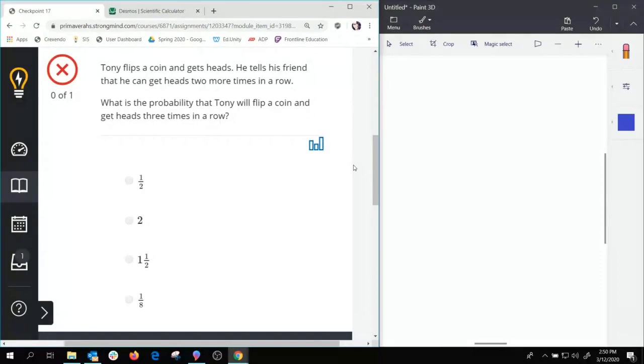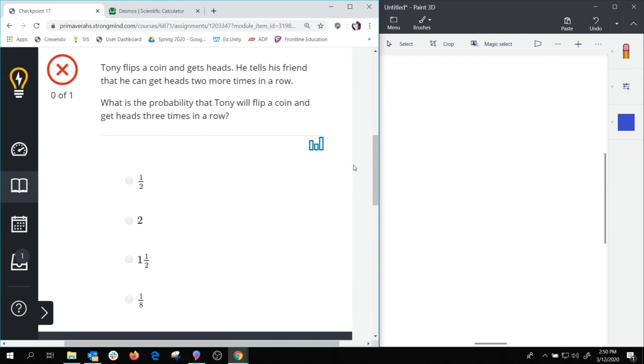All right, next one says that Tony flips a coin and gets heads. Sorry, let me restart from the beginning. Tony flips a coin and gets heads. He tells his friend that he can get heads two more times in a row. What is the probability that Tony will flip a coin and get heads three times in a row?